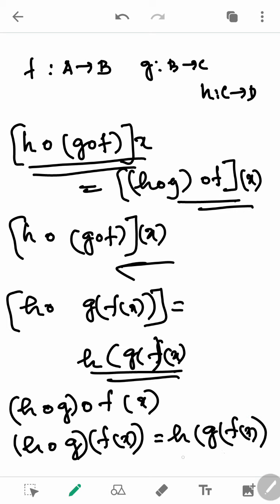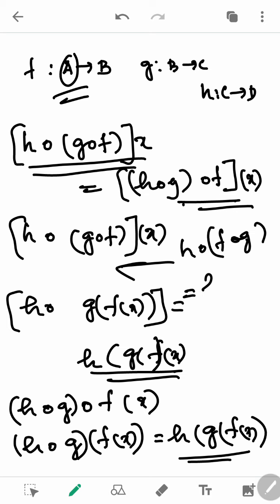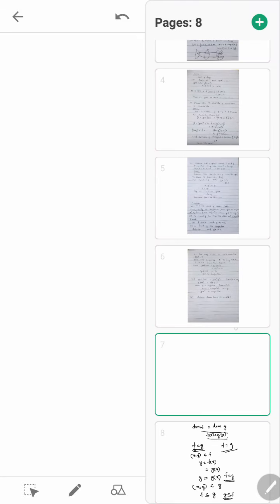See, both the function values are the same. Since both the function values are the same and the domain of this one and the domain of this one are the same, then by the previous theorem, the functions should be equal. That means h composition g composition f should be equal to h composition g composition f. That means composition functions are associative.